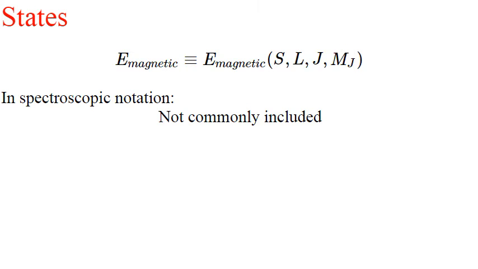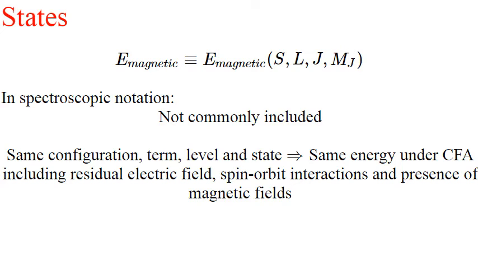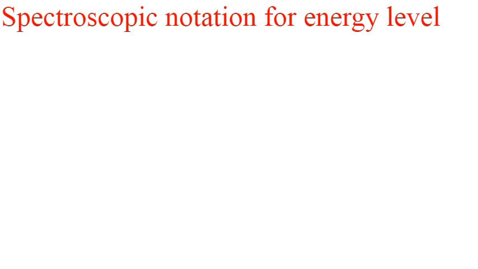States are not commonly included within spectroscopic notation, although you should be able to see that specifying a state also specifies a level and term. Two atoms with the same configuration, term, level and state have the same energy under the central field approximation, taking into account the residual electric field, spin-orbit interactions and the effects of a magnetic field. From what we have learned, an energy level can be specified like this, which includes the configuration, the term, and the level.